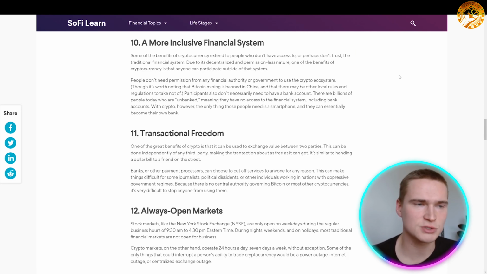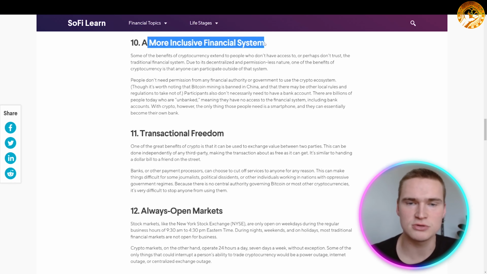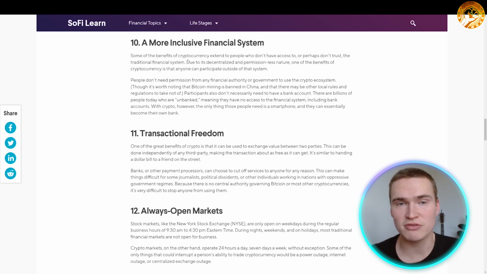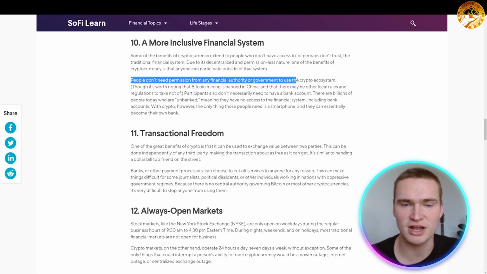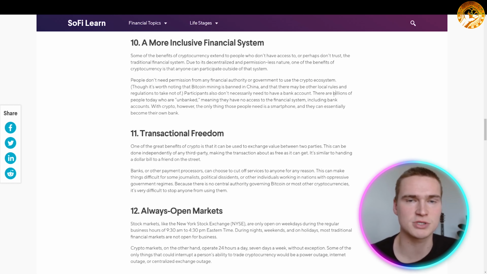Apart from that, and this is really a multilateral benefit of crypto, it's a more inclusive financial system. Some of the benefits of cryptocurrencies extend to people who don't have access to or perhaps don't trust the traditional finance system. And due to its decentralized and permissionless nature, anyone outside of that system can participate. In general, people don't need permission from any financial authority or government to use the crypto ecosystem.